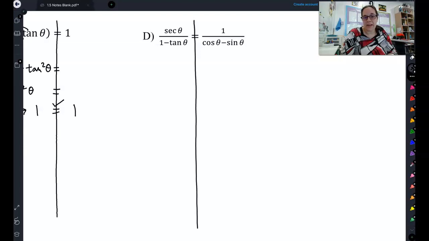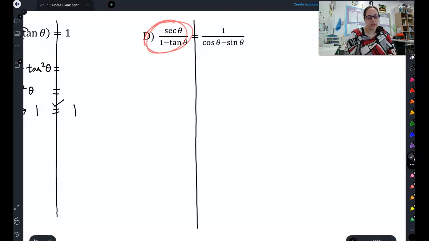Let's try another trig identity. I got my bar in place already. Now remember, generally we start with the more complicated side and simplify it to make it look like the other side. Now in this case, I'm going to start with the left-hand side because I can use my reciprocal and quotient identities to change secant and tangent to look like sines and cosines.